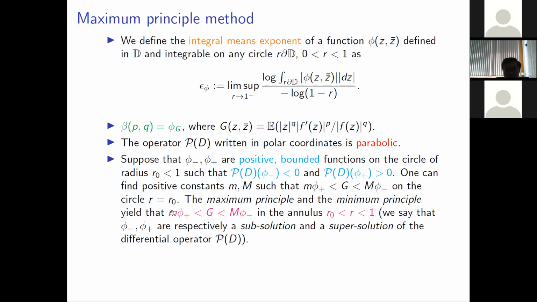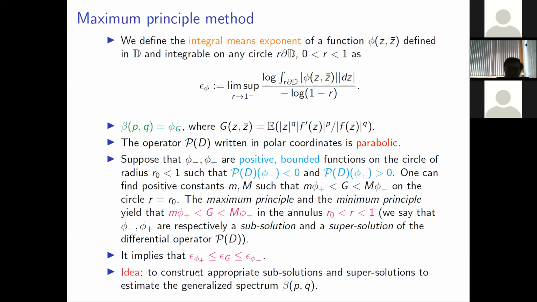An analysis which is the neighborhoods of the unit circle. And now, using the definitions of integral means and exponent, we have that the integral mean of g is about the exponent of this phi minus and phi plus. Okay, as we have talked, the domain exponent of g is the generalized integral mean spectrum. So we have the estimates for the generalized integral mean spectrum. The idea is that we will try to construct the appropriate phi plus and phi minus, which help us to prove the conjecture.